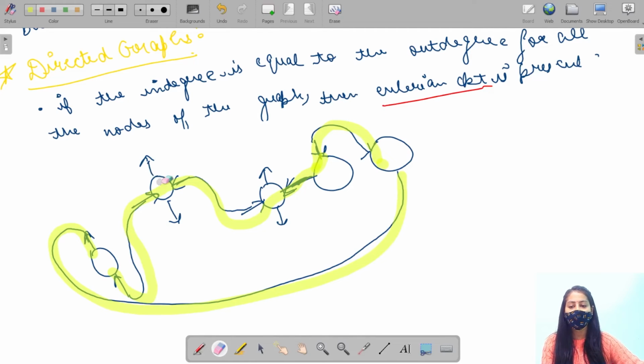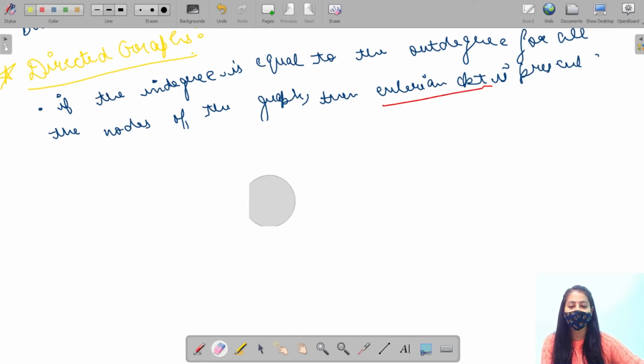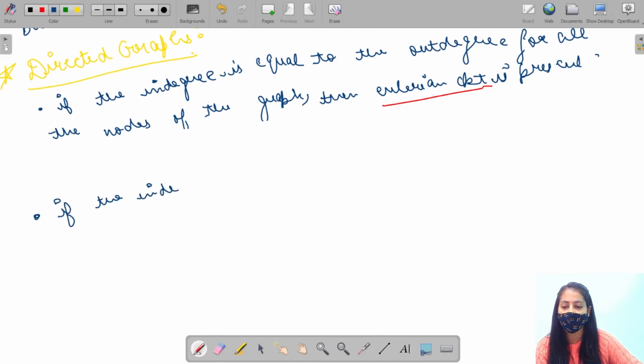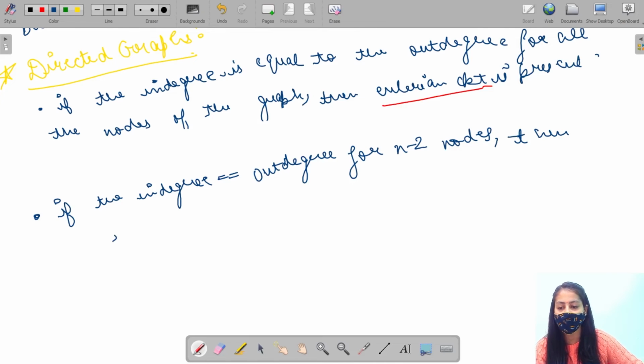So if the in degree of all the nodes is equal to the out degree, then the Eulerian circuit is present in a directed graph. Now it is obvious that if an Eulerian circuit is present, then an Eulerian path is also present. But there is a special condition for the Eulerian path also: if the in degree is equal to the out degree for n minus 2 nodes, then an Eulerian path is present.